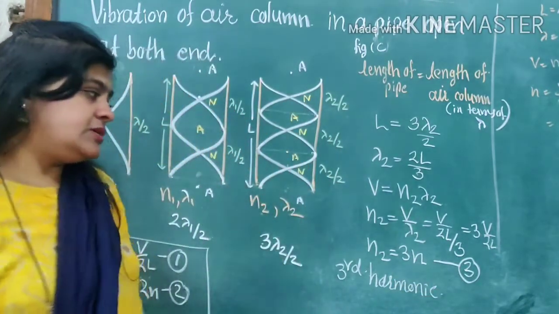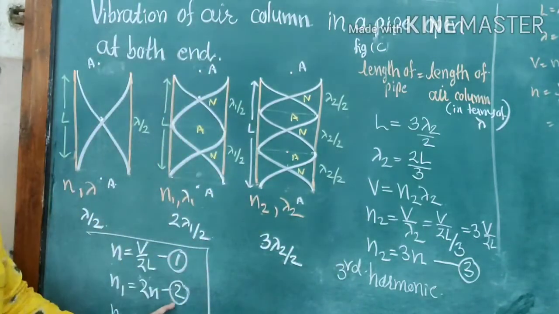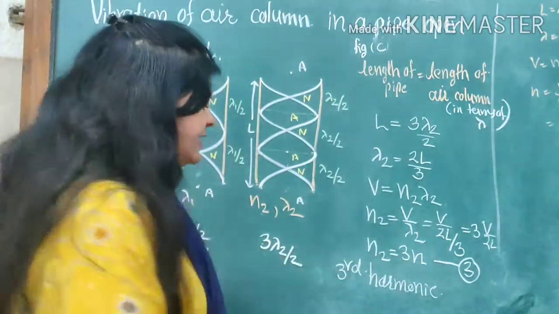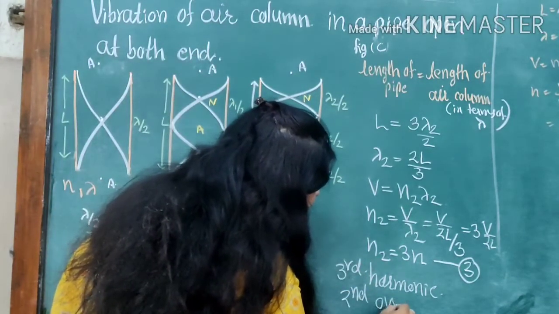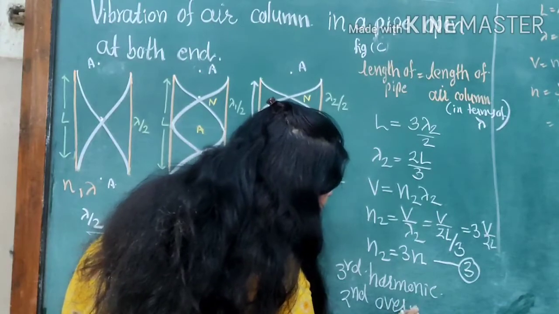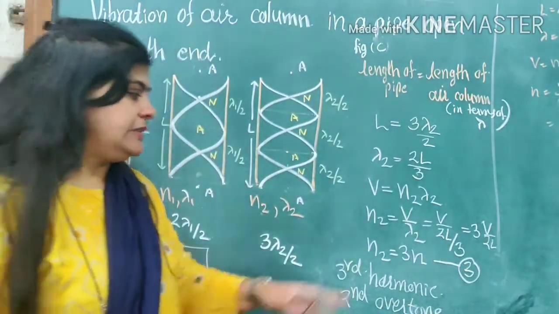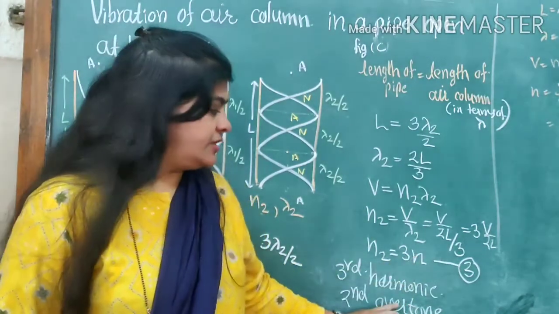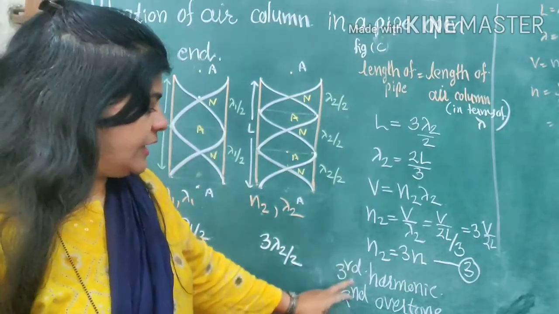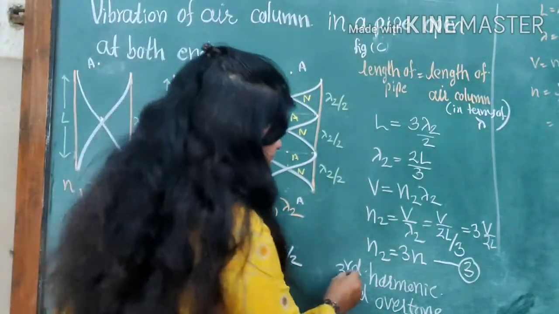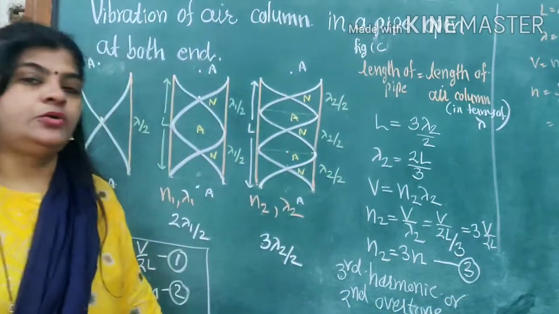Now this is the first overtone. First is the fundamental frequency, this is the first overtone, and this will be taken as the second overtone. Overtone in this case is the harmonic number minus 1. Whatever number is there, that number minus 1 gives the overtone. Third harmonic minus 1 gives the second overtone.